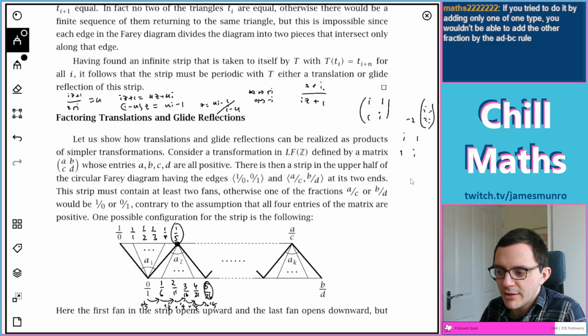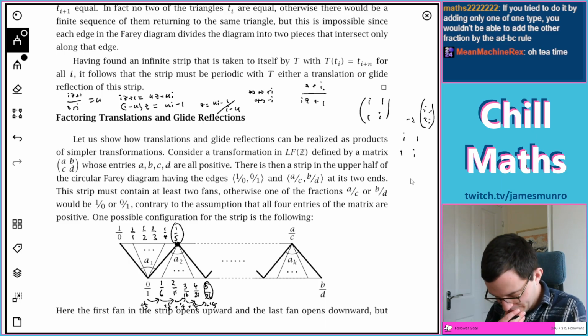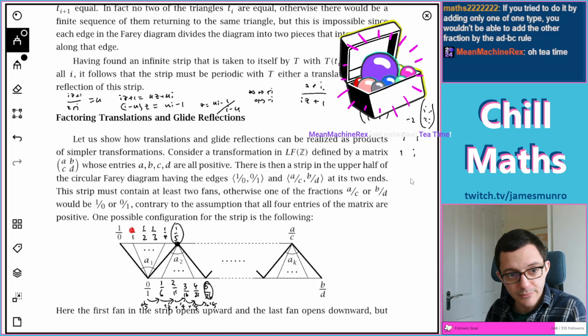Yeah, adding only one. You're using the word type to help distinguish between which fractions we've got. You can't then switch to adding on the other one. But I can after. So it's weird. So if you've got 1-1, oh, tea time.